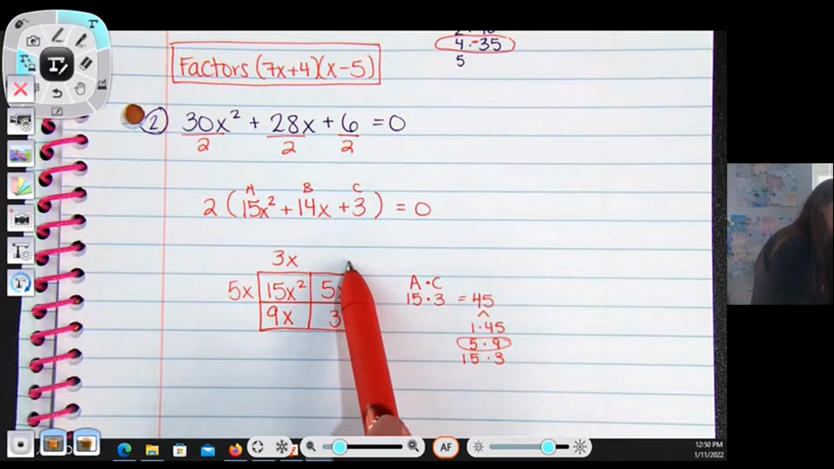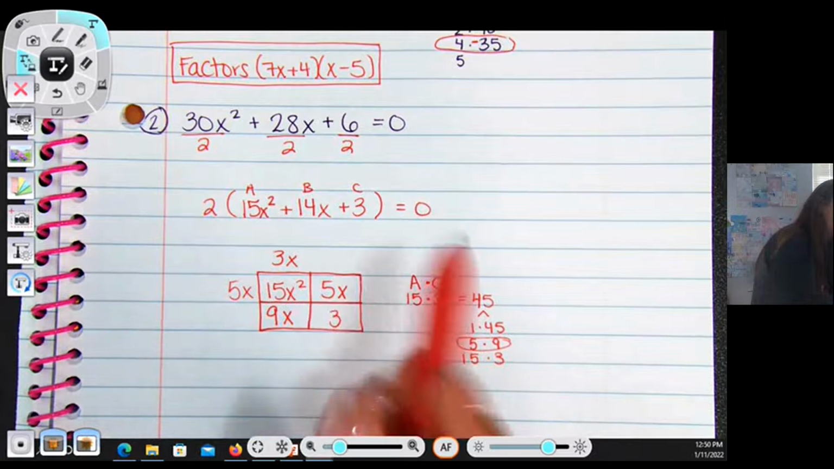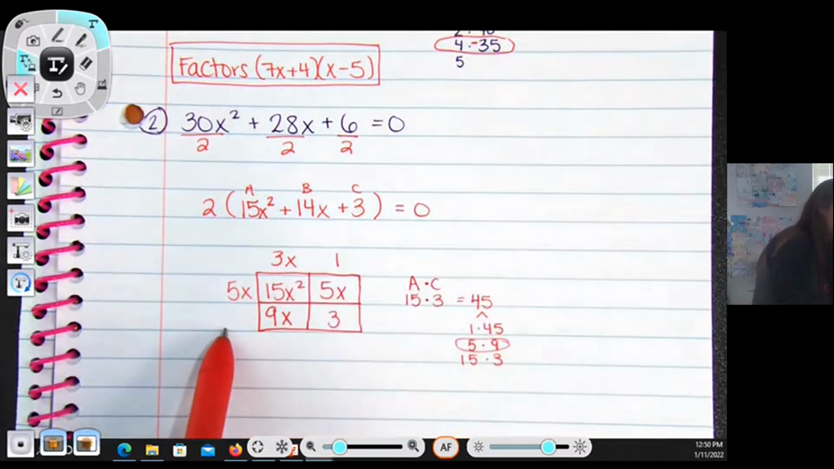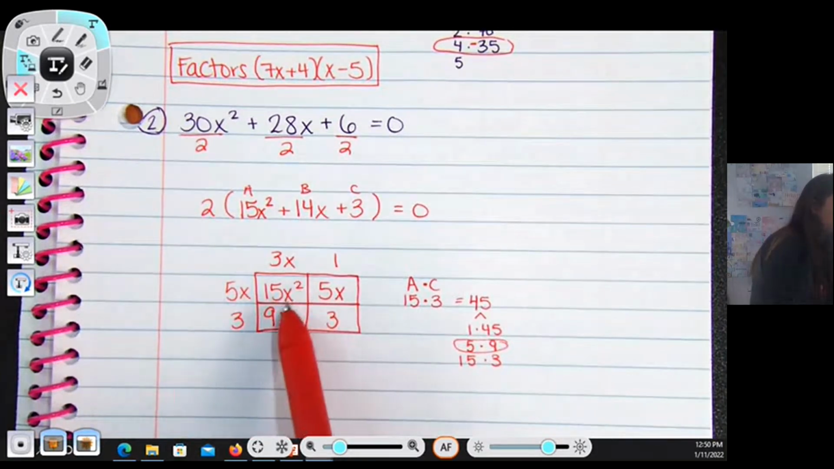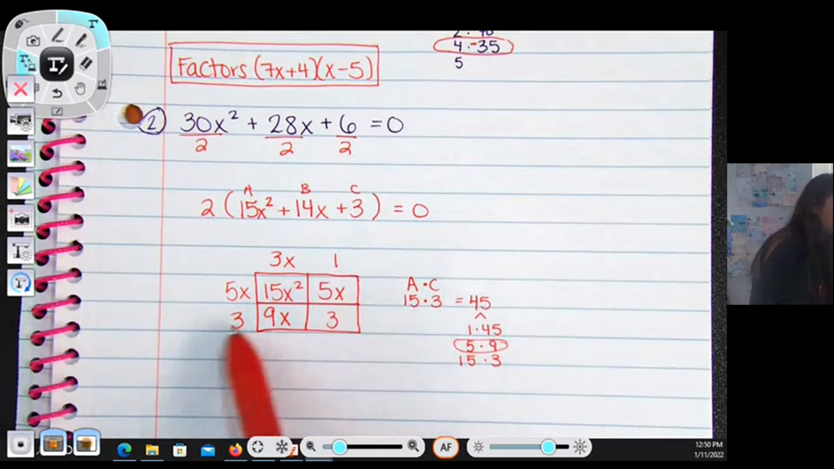So what would have to go here to make 5x? 1. What would have to go here to make 3? Good. And then I would stop and check your answers. 5 times 3 is 15, you got there x squared. 5 times 1 is 5x. 1 times 3 is 3. 3x times 3 is 9x.